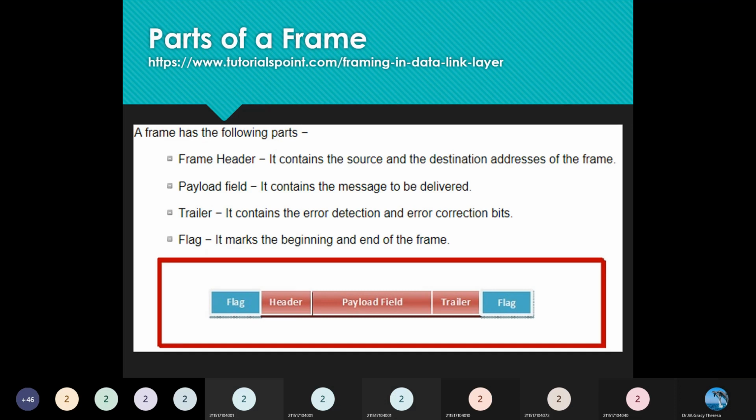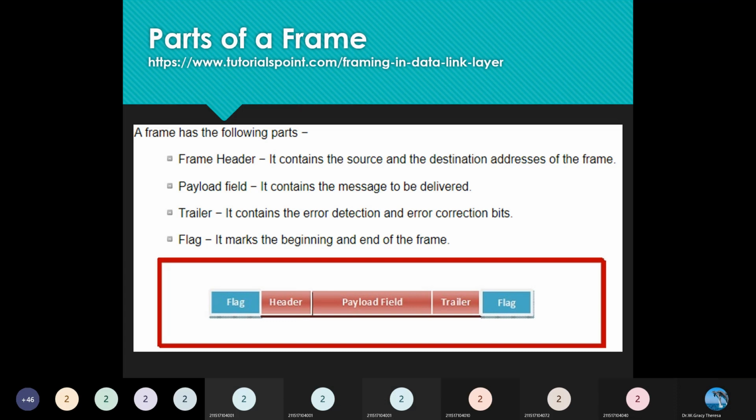Let me see in detail the parts of a frame. As I said, the frame header contains the source and destination address, the payload is the message we are going to transmit, and the trailer contains error detection and error correction bits. We also have something called a flag. The flag marks the beginning and the end of the frame, because the receiver does not know when the data is coming, what the starting of the data is, and what the ending of the data is.